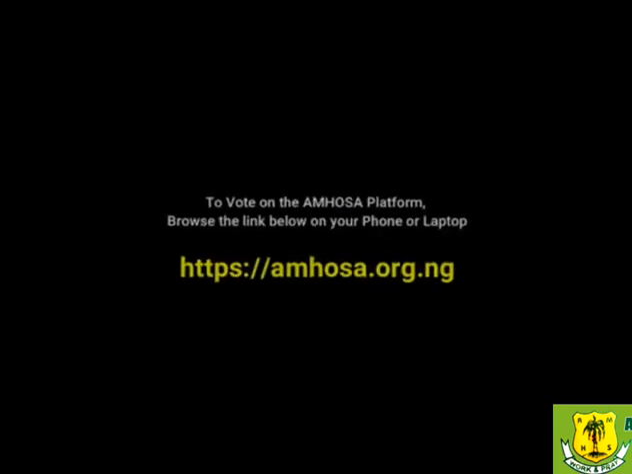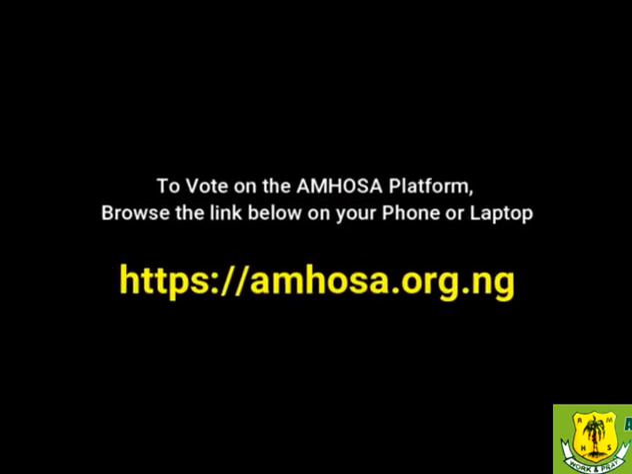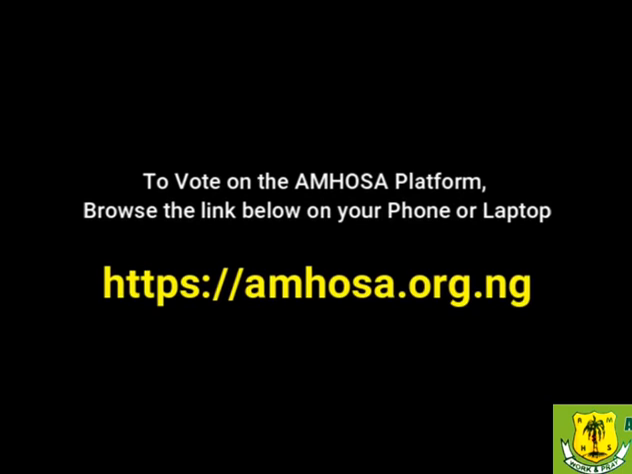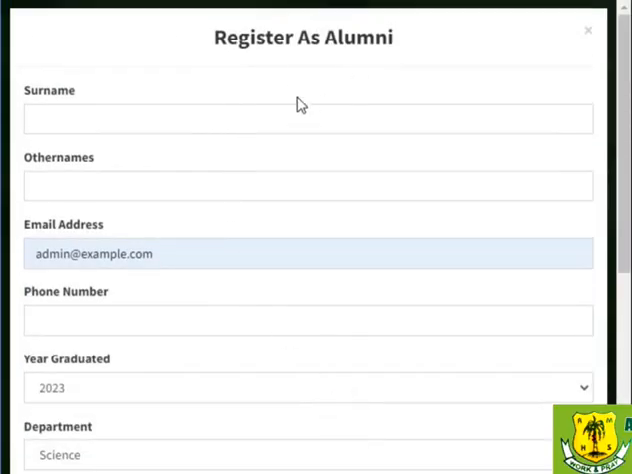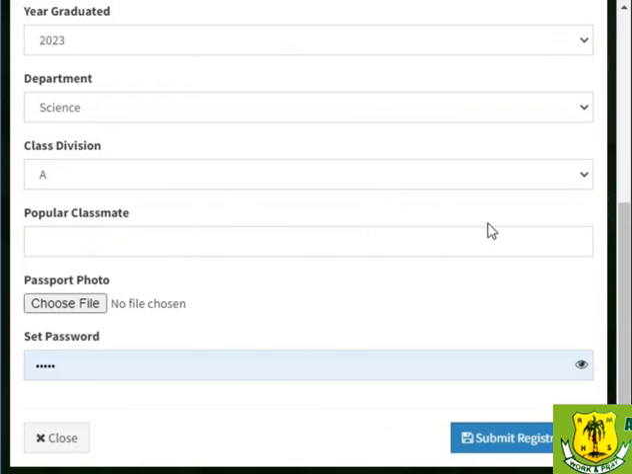To vote on the AMHOSA platform, browse the link below on your phone or laptop, https://amhosa.org.ng. Then that will take you to this login environment. So here you log in with your email and password. If you are not registered yet, you click on register. The register page comes up, so fill in your information and then submit.